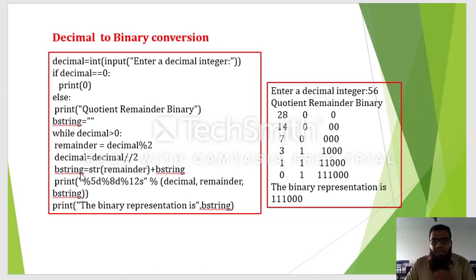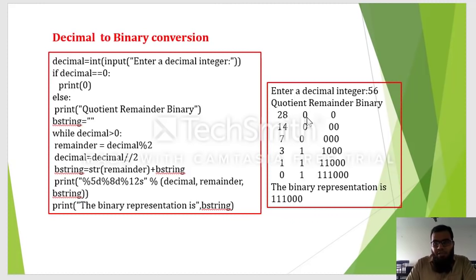And while representing the total answer, I am using three things: the decimal number, comma, remainder, and b string, at each and every step. As you can see in the output section, I want to convert 56 into a binary number. So to convert 56 into binary, first we divide by 2. 2 28s are 56. So what is the remainder?